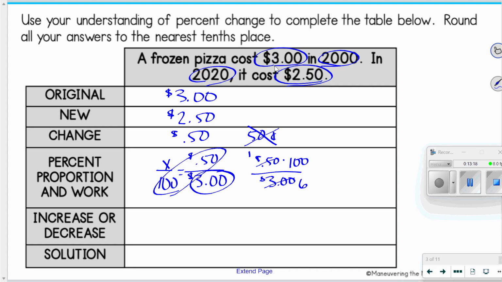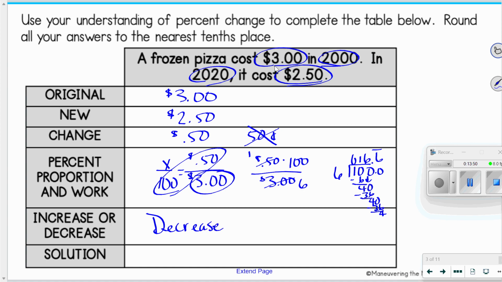Now I'm just taking 100 divided by 6. Won't go into 1. Goes into 10 once. Subtract 6 gives me a 4. Goes into 40 6 times. 36 gives me a 4. So what do you see? Will that ever change? Nope. So I have a repeating decimal. So was this an increase or a decrease? Decrease. That price went down, right?